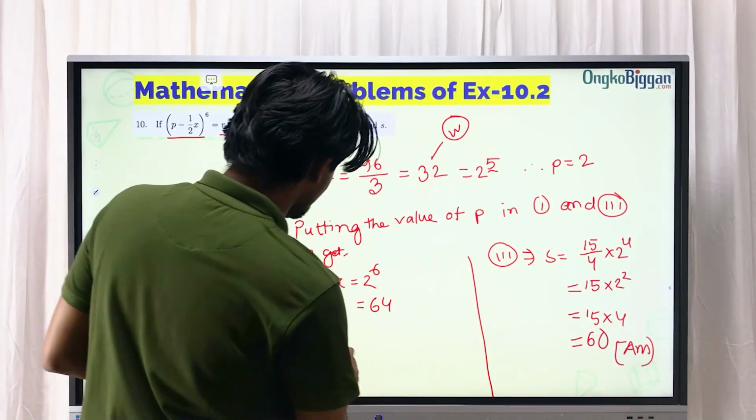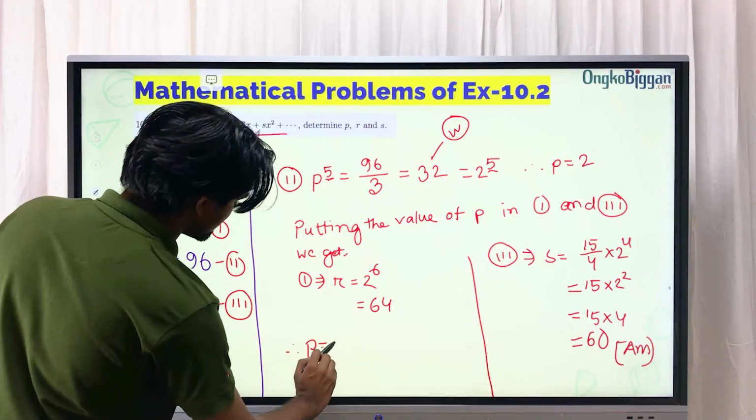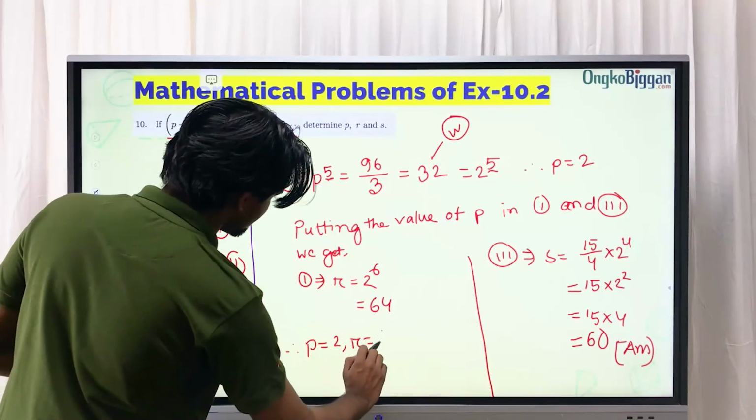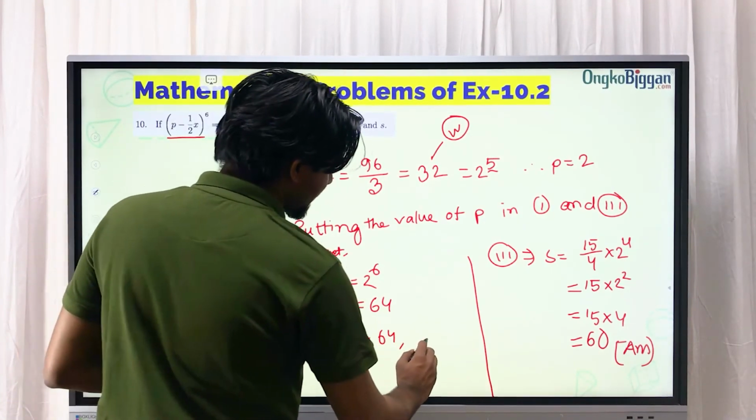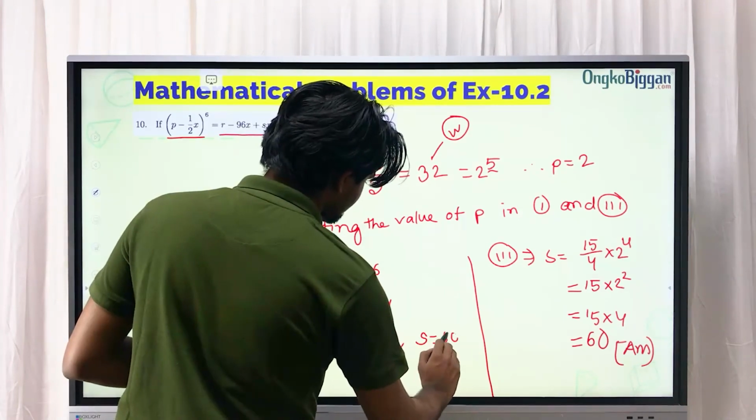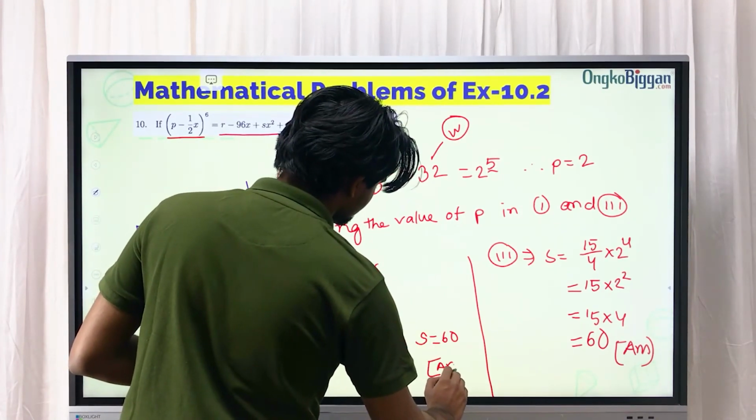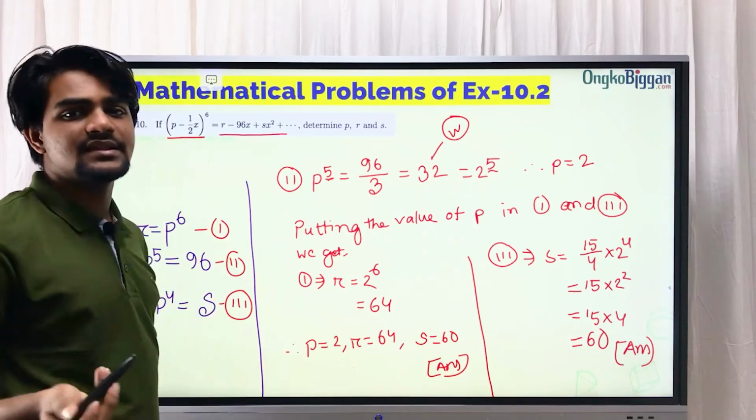So we can write it right. P is equal to 2, r is equal to 64, and s is equal to 60, and that is the right answer. And this is how this math is actually done.